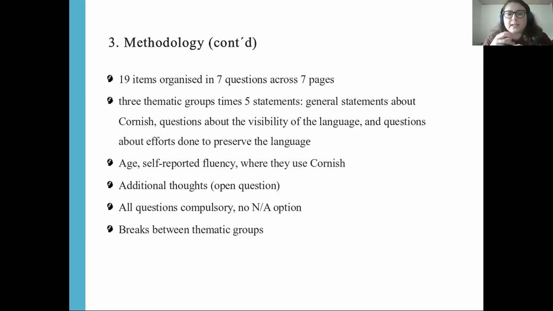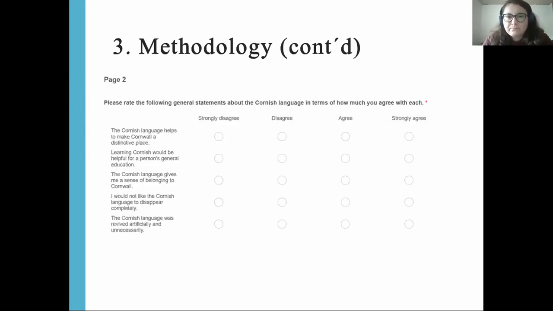And well, these questions about age and self-reported fluency made for useful breaks between thematic groups so that the person would not get 15 statements to rate all at once. I tried to structure it so that it would be as easy as possible, so that it would not become tiresome or frustrating. And another interesting thing was that I put the question about age at the very end because it tends to be a very personal question. It is advised that one puts it at the end so that people would say, okay, I answered everything, now might as well answer that as well.